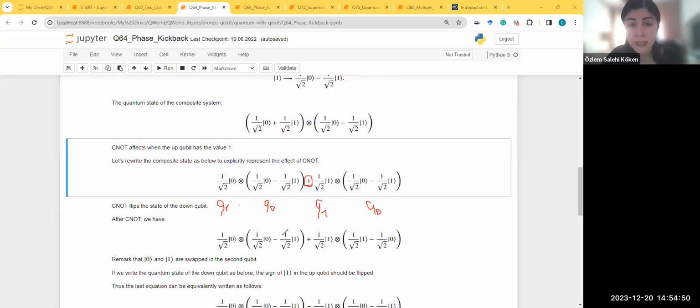Since we're applying CNOT, where Q1 is the control, and since this is 0, this part is not changed at all. But in this part, Q1 stays as it is, and we are applying a NOT here. So this 0 becomes a 1, and this 1 becomes a 0. Why? Because we're applying a NOT on this quantum state. Any questions here?